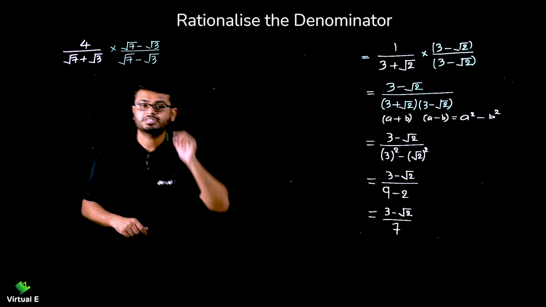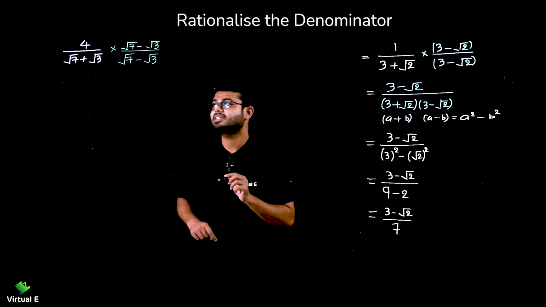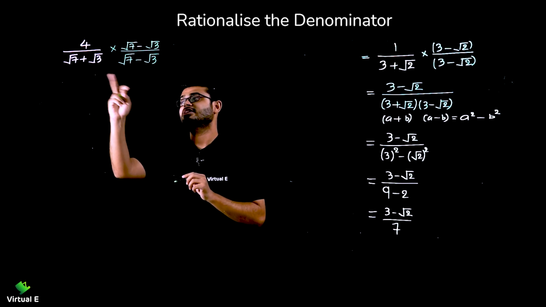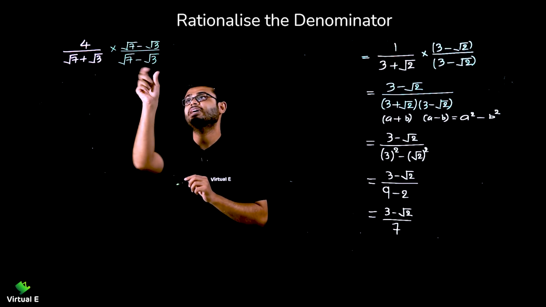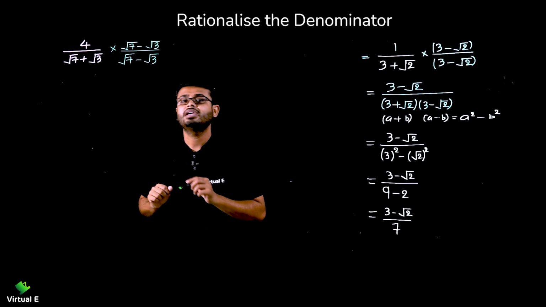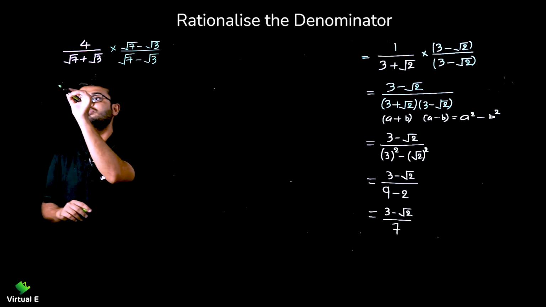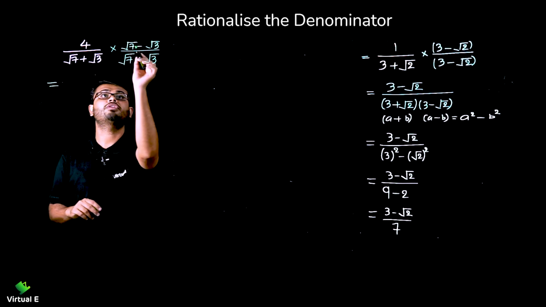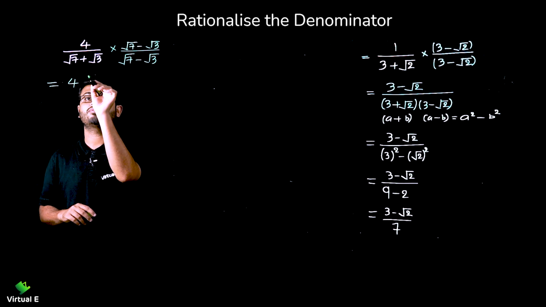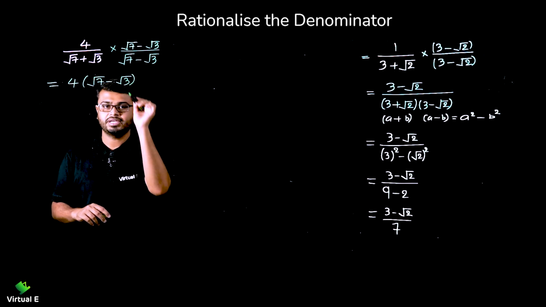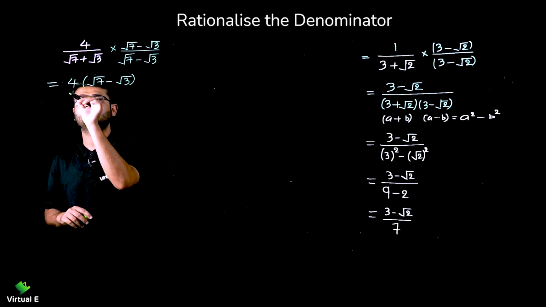Understand this first step very importantly. It's very easy as well, right? You need to write the same terms, you need to just change the sign, plus to minus, and exactly the same should be there in the numerator. That being done, now let's multiply. So let's start with the multiplication. 4 into this, so let's write 4 into square root of 7 minus square root of 3. Right now let's just write in this manner.